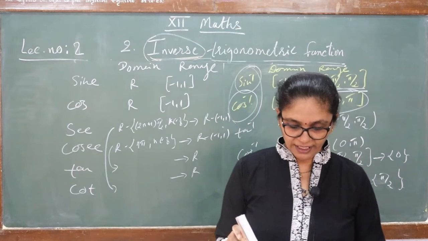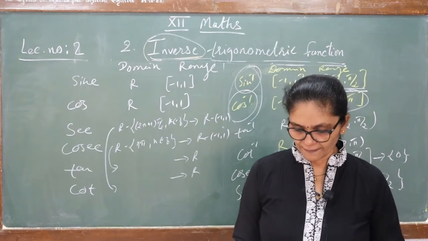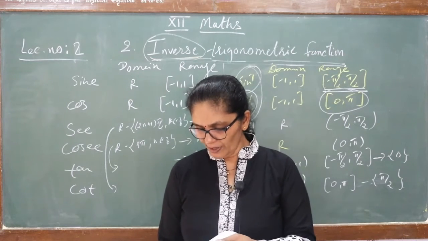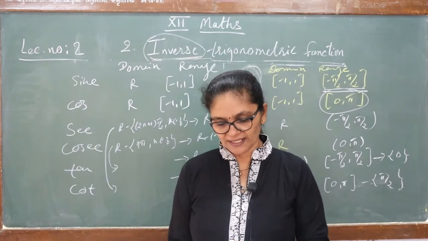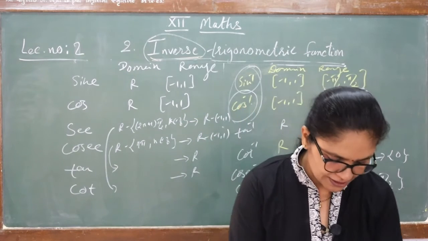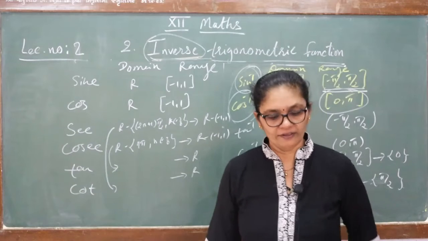On page number 38, another graph, sec and sec inverse. In a similar way, on page 39, the graph of tan and tan inverse is mentioned, and last, on page 40, the graph of cot and cot inverse is mentioned.